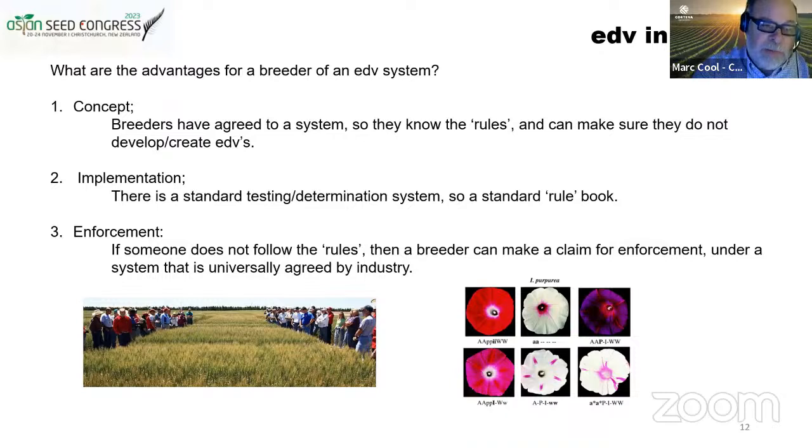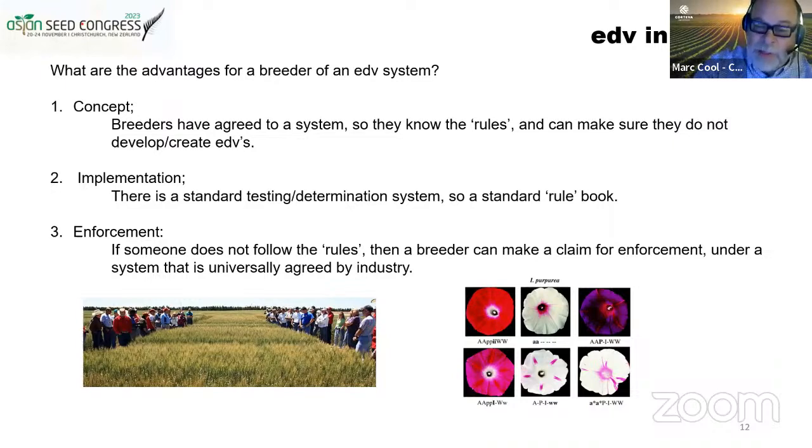Then number three, enforcement. If somebody doesn't follow these rules, then the nice thing about this EDV system is that breeders themselves have developed the rule book, so they all understand the rule book, and under the rule book, breeders can make claims for enforcement and make claims for a solution for that problem. So it really is a breeder-driven type of approach.